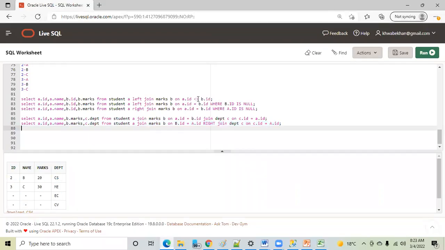Suppose here I have written a.id is equal to b.id. But suppose you have some more conditions, you can write and a.something, whatever you have, suppose marks or department. Suppose a.department is equal to b.department. You can add more conditions, so you can add n number of conditions. This will help you and will optimize the query because this will act as a filter.